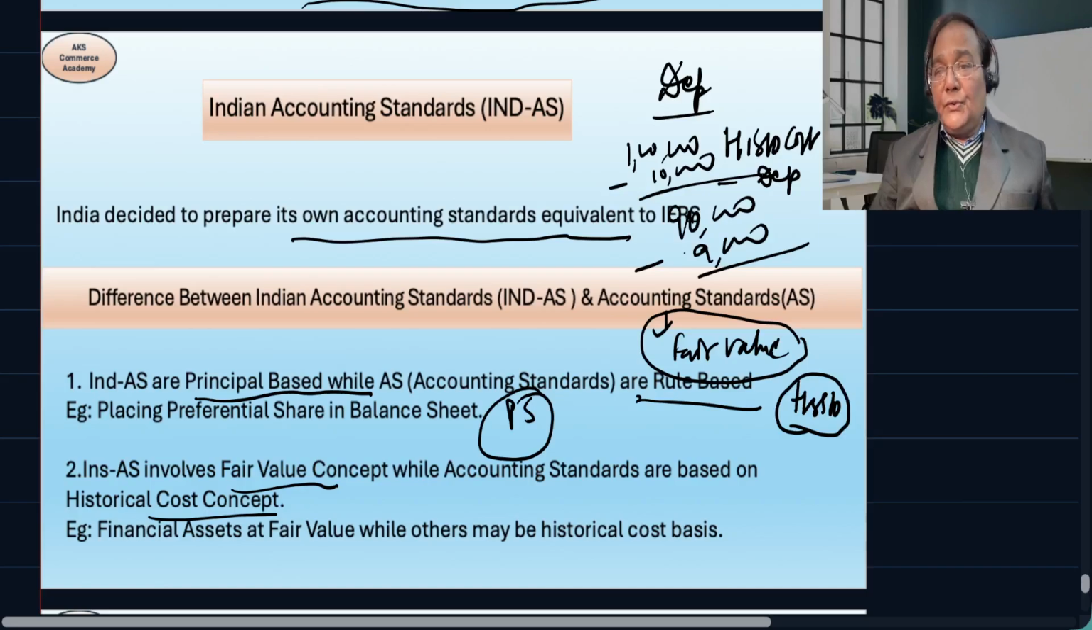So there is one method which is called written down value method. This is written down value method. The other one is straight line method. So companies follow accordingly.